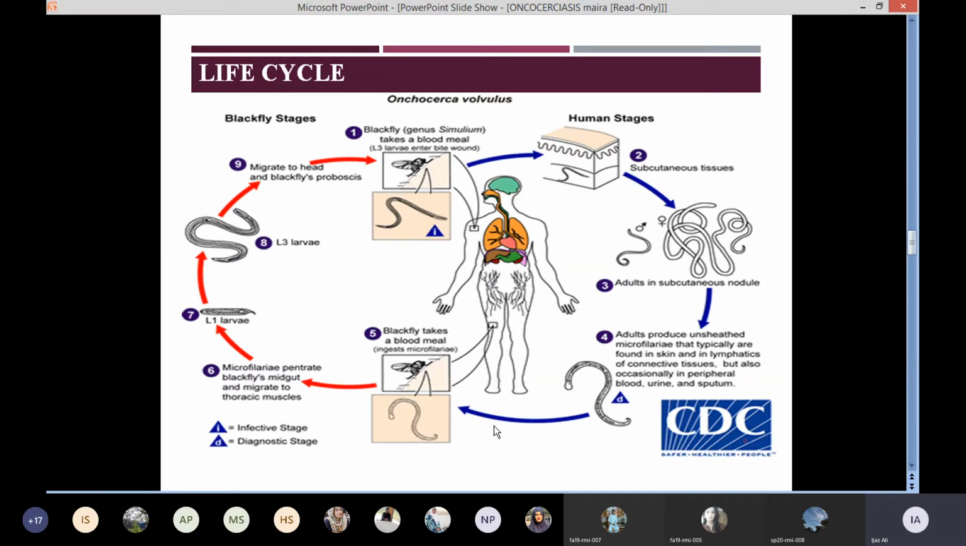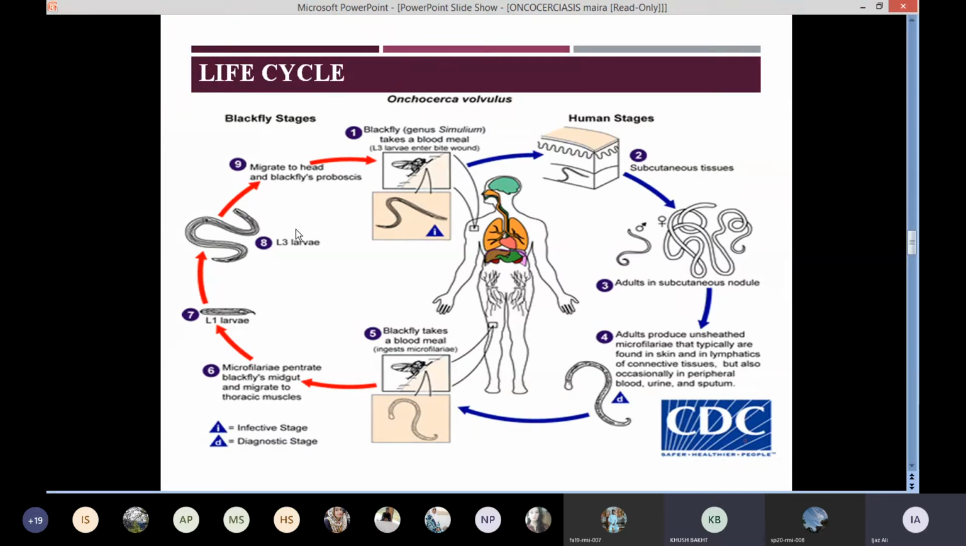When the black flies take another blood meal, these unsheathed microfilaria are already there inside the blood. So the black fly would take a blood meal, and along with that, it would also take these microfilaria. There are different stages of microfilaria inside this black fly. When the black fly ingests the larvae, the larvae undergo different changes. There are different stages: larva stage 1, 2, 3. When it reaches stage 3, it migrates to the head and the proboscis of this particular fly, and from there it is now ready for another cycle.